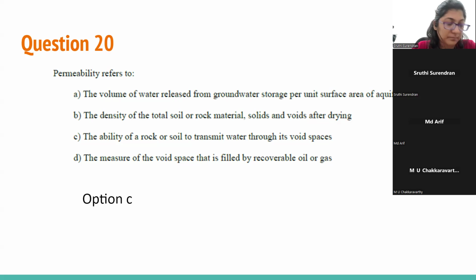And so, the ability of a rock or soil to transmit water through its void spaces is the right answer. And probably we'll take a 5 minute break. Not 5 minutes, the time is 7:03 now. We can be back by 7:06, 3 minutes.